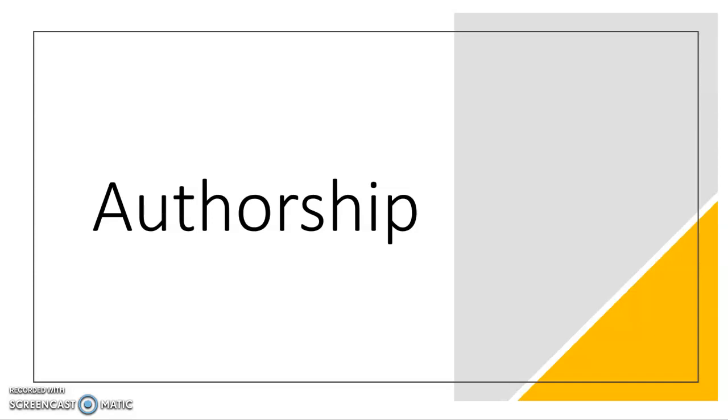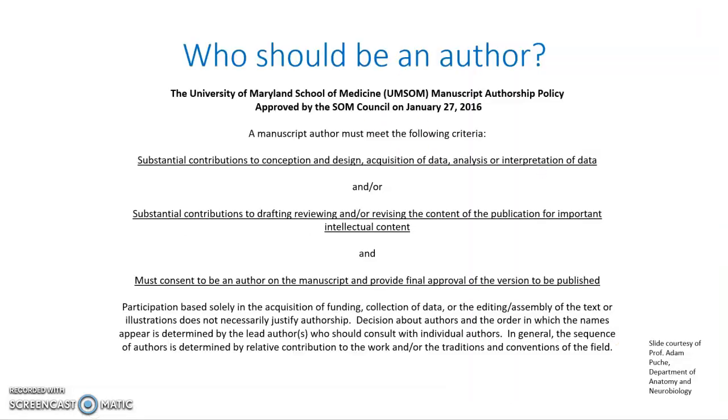So let me share with you how our School of Medicine defines authorship, which is a pretty standard way of defining authorship. This was approved by the School of Medicine Council on January 27th. Again, my colleague, Professor Adam Pouchet, in the Department of Anatomy and Neurobiology at UMB, was gracious enough to let me use some of his slides to put these together and save me a lot of work. So there are three criteria that are related that help us determine who should be an author.